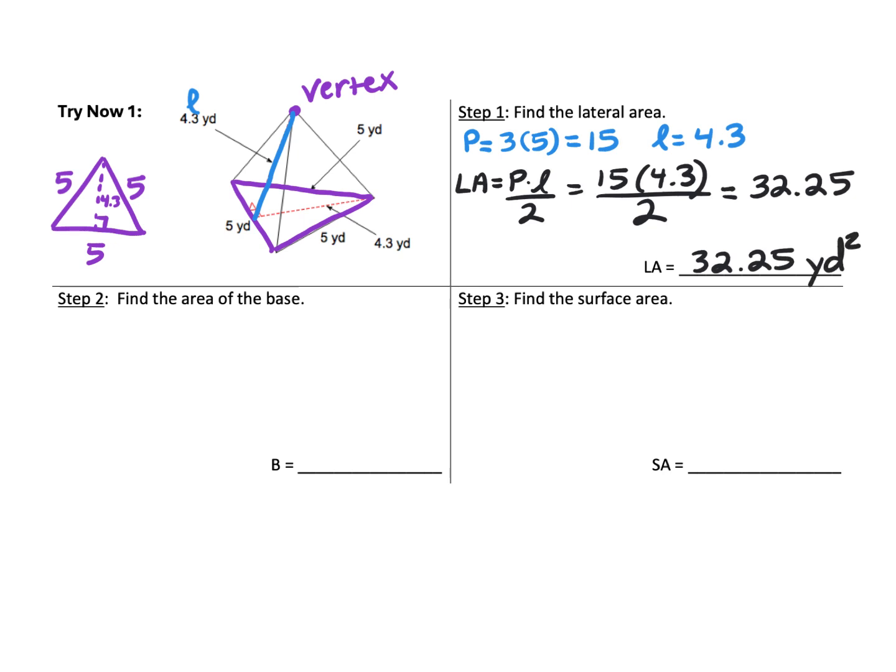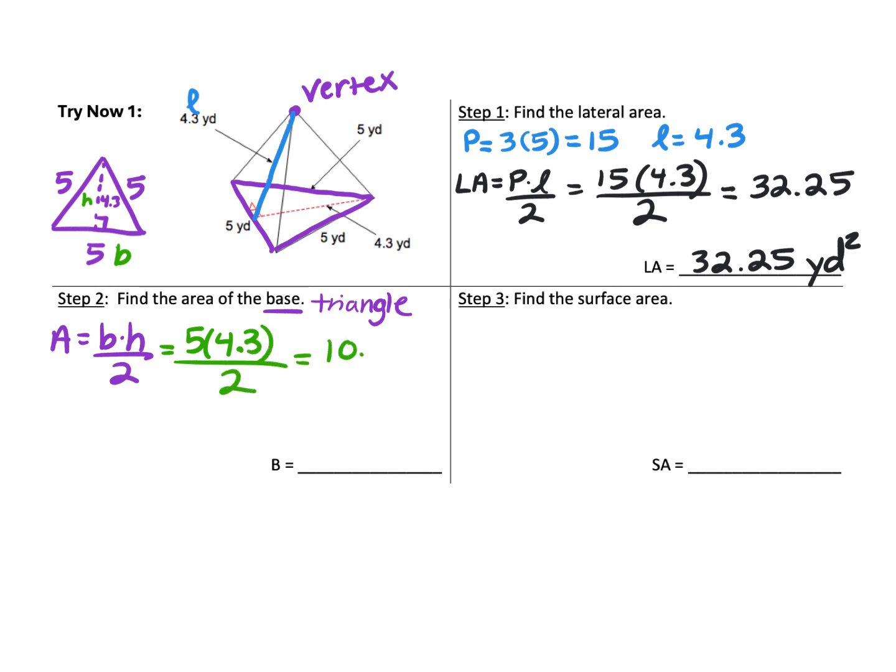Now for the area of the base, it was a triangle, and the formula for the area of a triangle is base times height divided by 2. The base of our triangle, you can see, is the 5, and the height of our triangle is 4.3. So let's take 5 times 4.3 and then divide the result by 2. And when you do that, you get 10.75. So the area of that triangle base is 10.75 square yards.